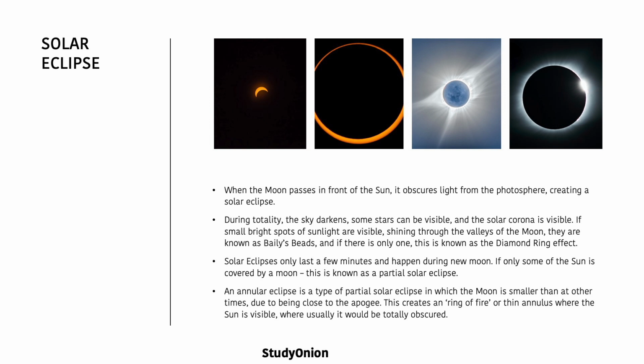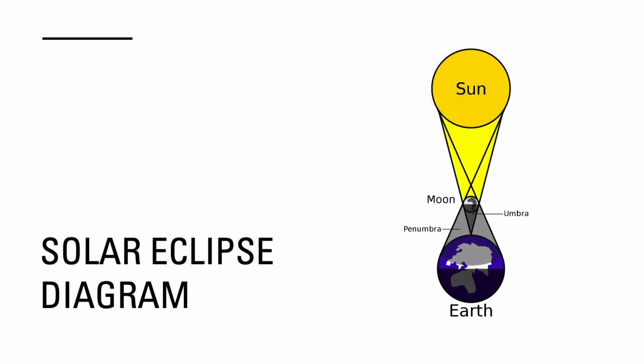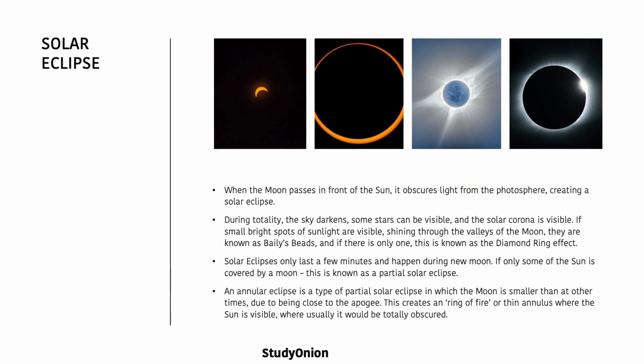During totality, some of the stars can be seen, the temperature drops, and the sun's corona can also be observed. Solar eclipses occur during the new moon and only last a few minutes. An annular eclipse happens when the moon is slightly smaller than at other times due to it being closer to the apogee in its elliptical orbit around the Earth, and you see a thin annulus or ring of fire around the sun where it would otherwise be obscured.